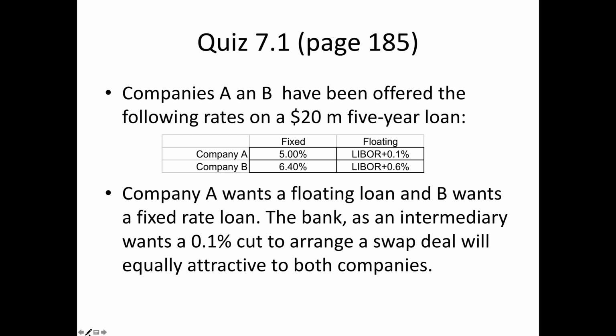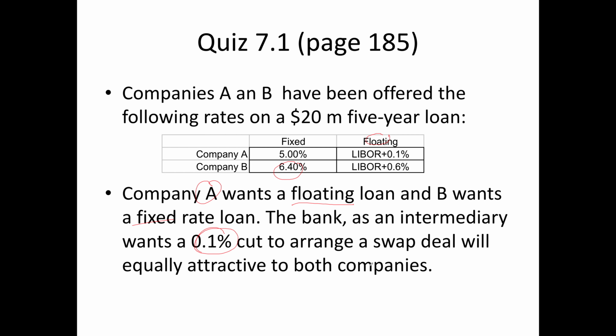Now let's look at, I'm using the pen here. For fixed rate, company A is 5%. Company B is 6.4. For floating rate, LIBOR plus 0.1 for company A, LIBOR plus 0.6 for company B. Now A wants floating. B wants fixed. And the bank wants a 10% cut to arrange the deal.